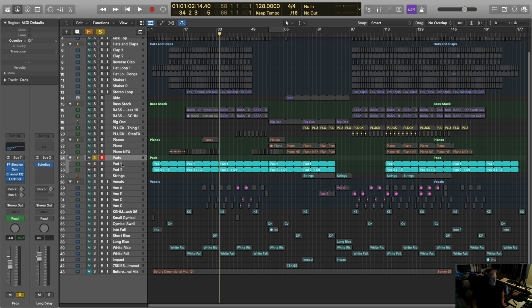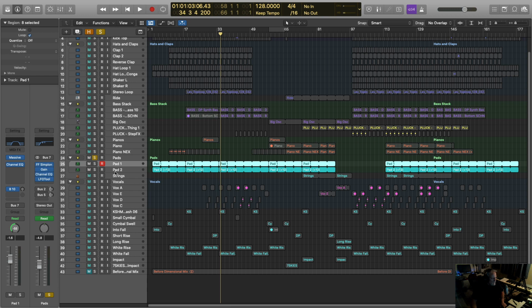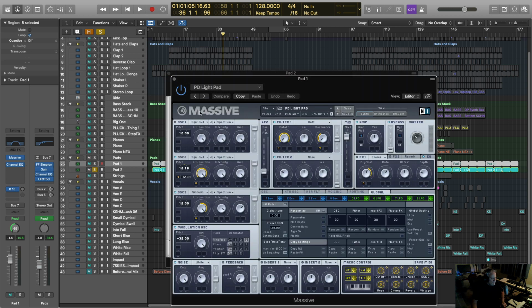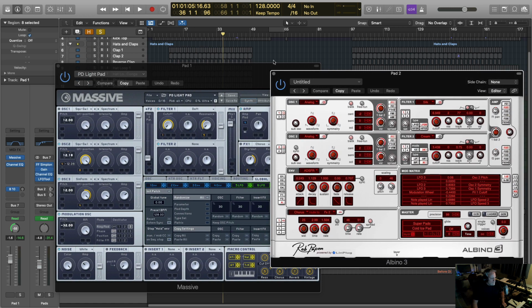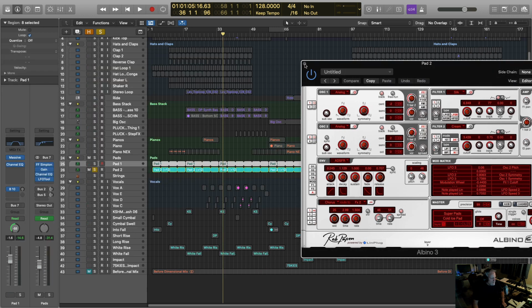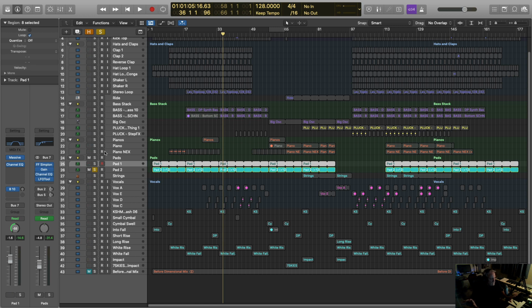What we have here is they're panned quite a bit left and quite a bit right, but they are two different sounds. This is an example of hard panning or semi-hard panning two contrasting sounds, even though they sound really similar. On the left we have the Massive. On the right we have an Albino, however you want to pronounce it. So we have two synths that, no matter what you do, are going to sound totally different. When you pan one hard left and one hard right, they're going to sound different to your ears, your brain, and it's going to sound really wide.